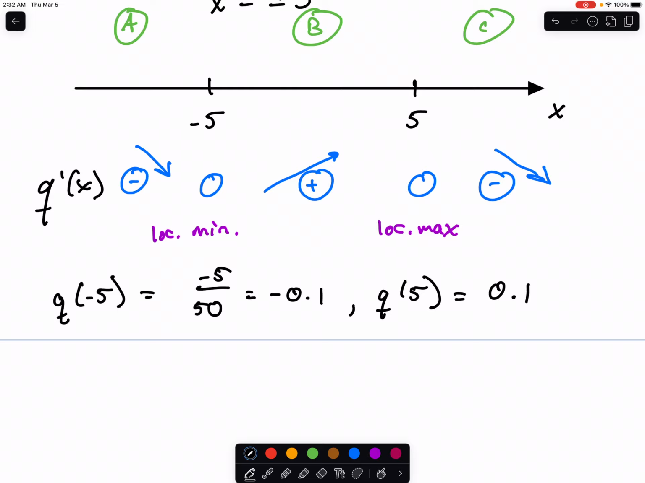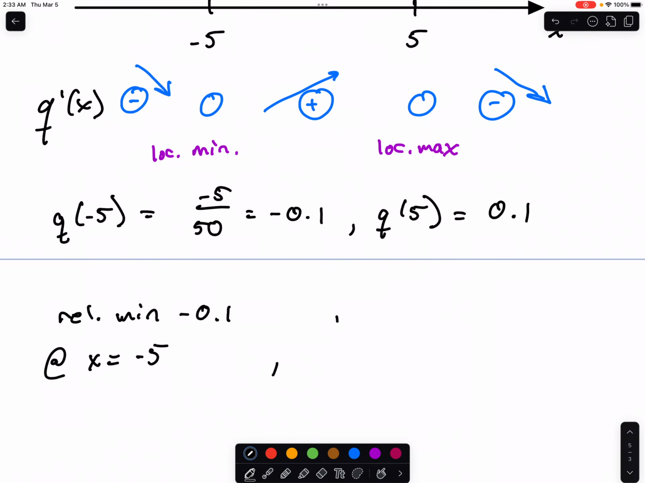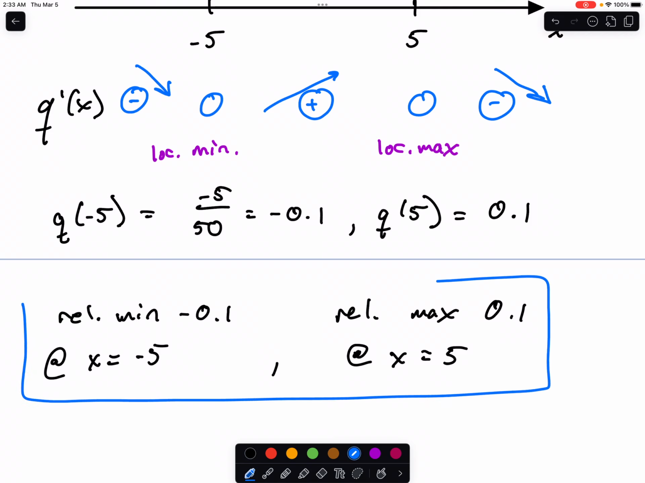So then we're getting a relative minimum value of -0.1 at x equals -5, and a relative maximum value of 0.1 at x equals +5. So these are the results we got for part A.